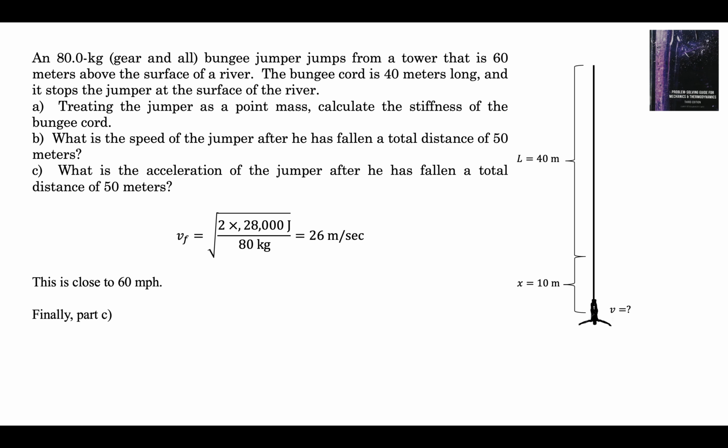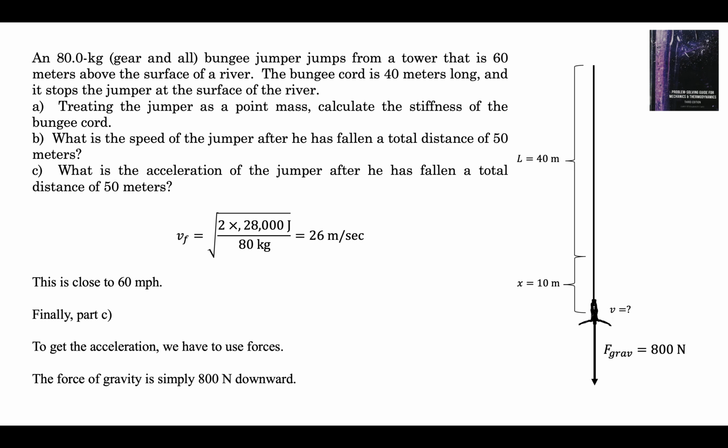Now we can do part C to get the acceleration. We have to draw the forces. F equals ma. The force of gravity is 800 newtons downward. It's 800 newtons downward during the entire fall. It's his weight. Now we have to get the force the cord exerts, and that's changing because it's being stretched. So F gravity is 800 newtons. We'll put that in the diagram.